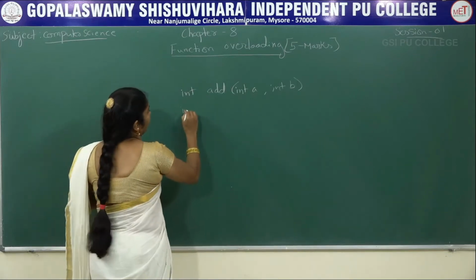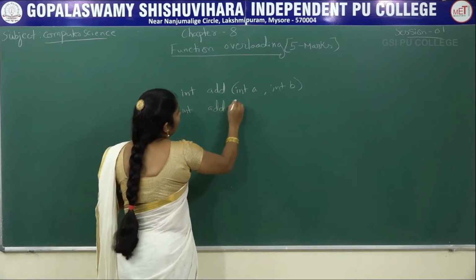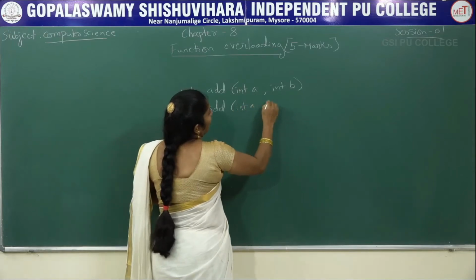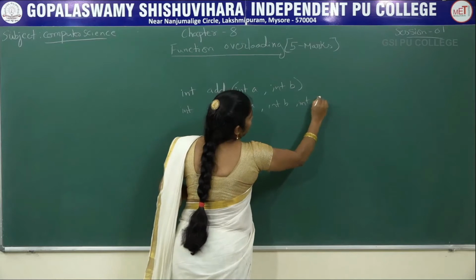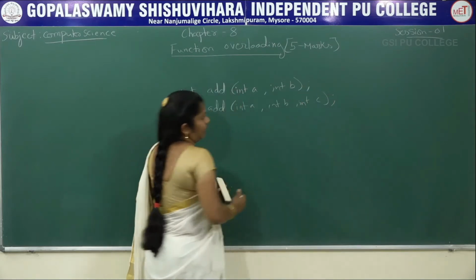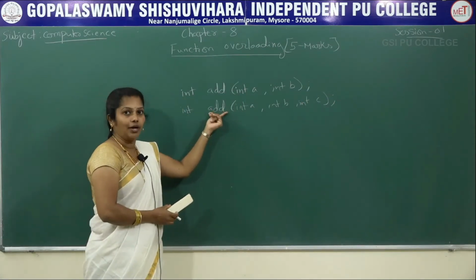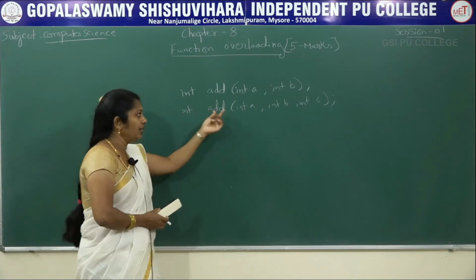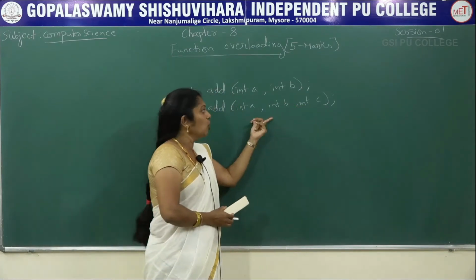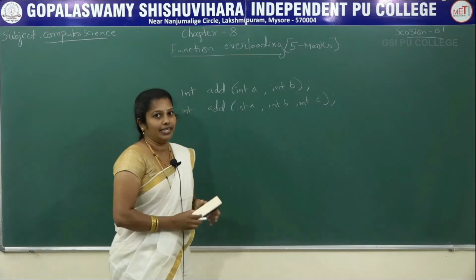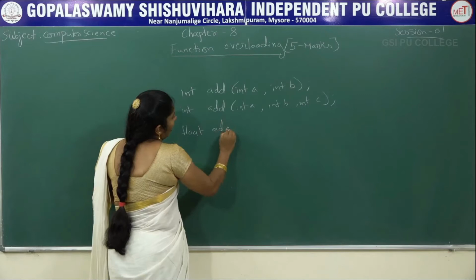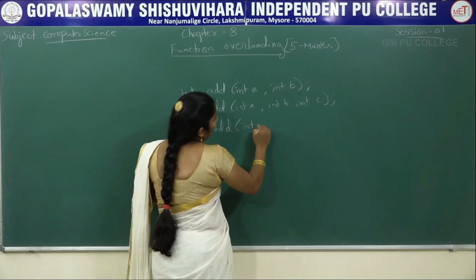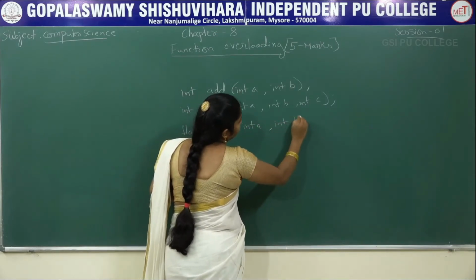One more function I am taking: int add(int a, int b, int c). Here also the function name is add only. The return type is integer, but here we have 3 arguments, all 3 of integer type. One more function I am taking: float add(int a, int b).